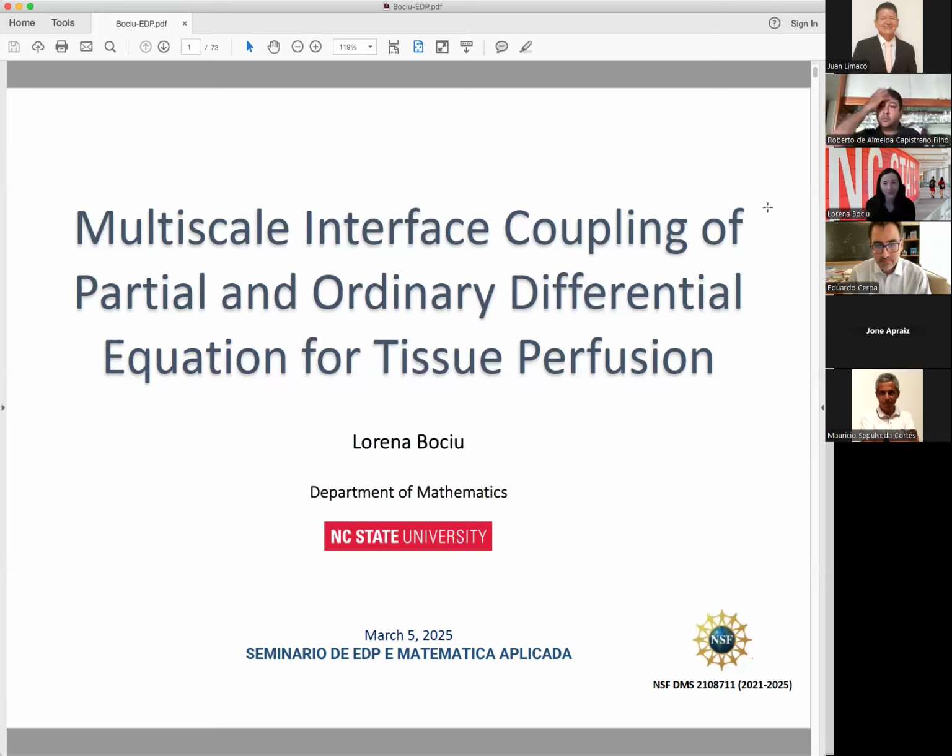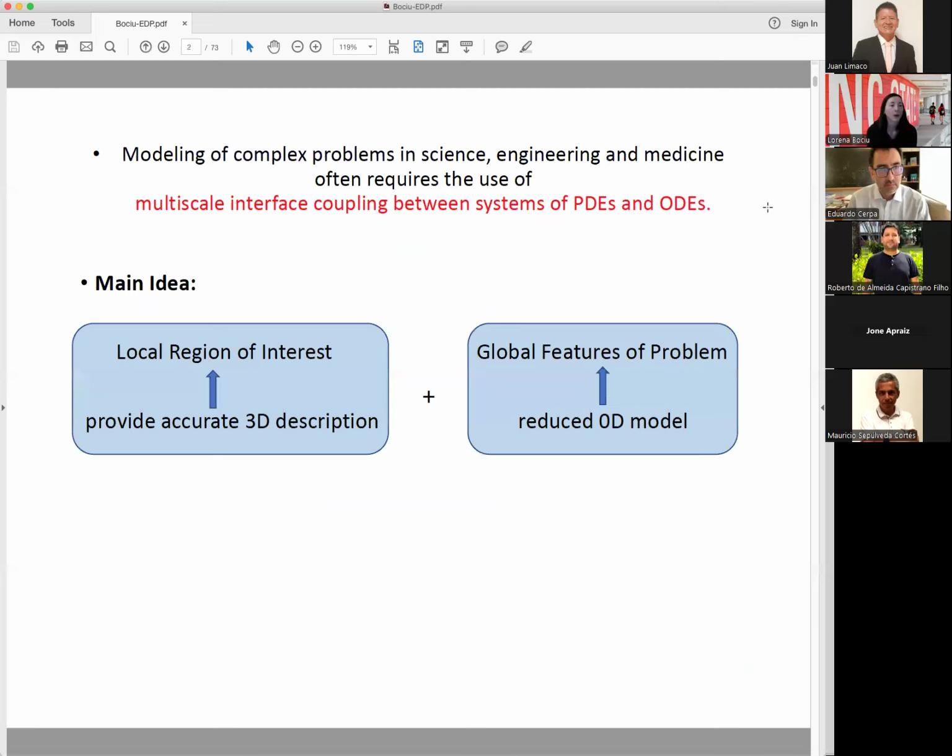So let me start with the motivation for our work, why we care about this multi-scale interface coupling between partial differential equations and ordinary differential equations. Here's the main idea. We have a local region of interest for which we provide an accurate three-dimensional description, but at the same time, we want to account for the global features of the problem, and we do that by introducing a so-called reduced 0D model. 0D meaning that there is no space dependence, just time dependence. So we're talking about systems of ODEs.